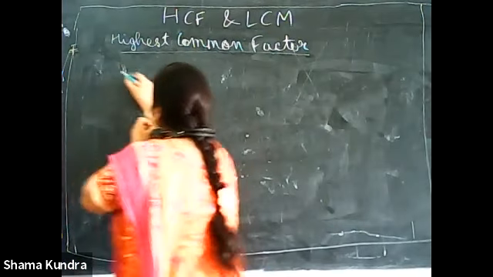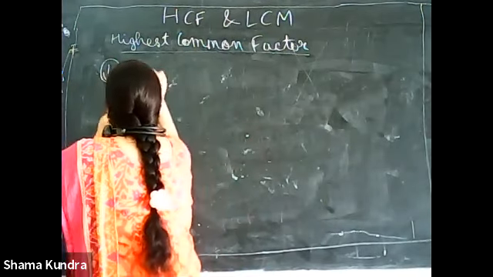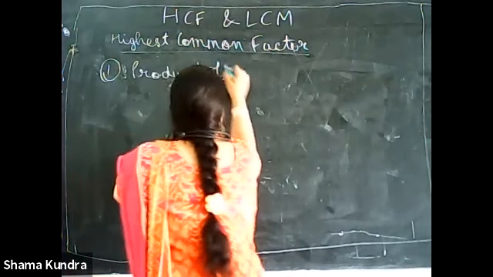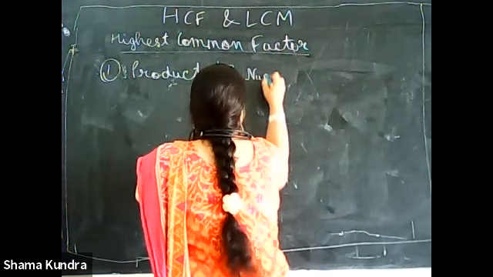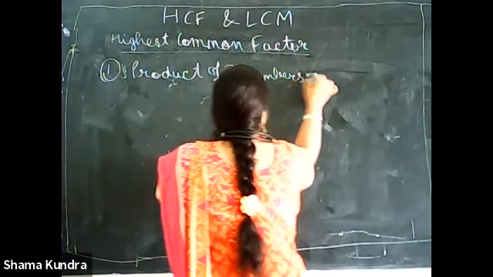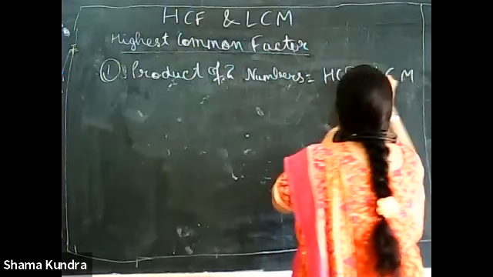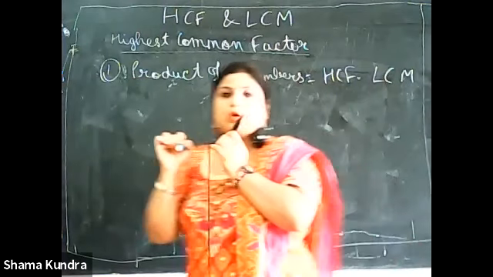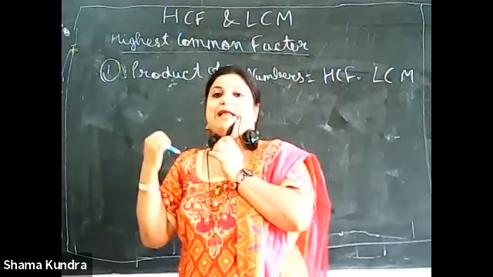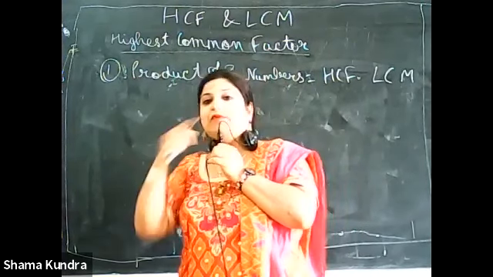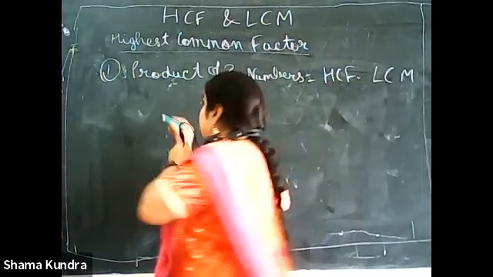First is, the product of two numbers equals HCF into LCM. It means the product of two numbers is always equal to the HCF of those two numbers times the LCM of those two numbers.